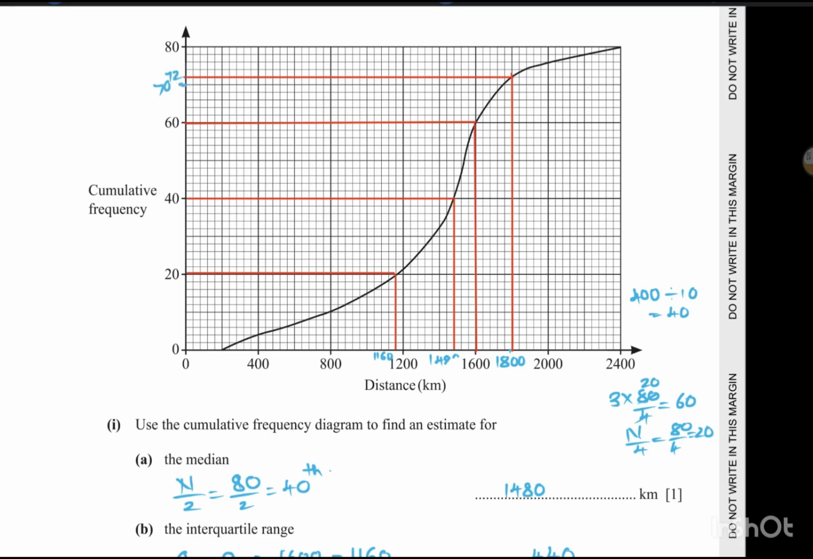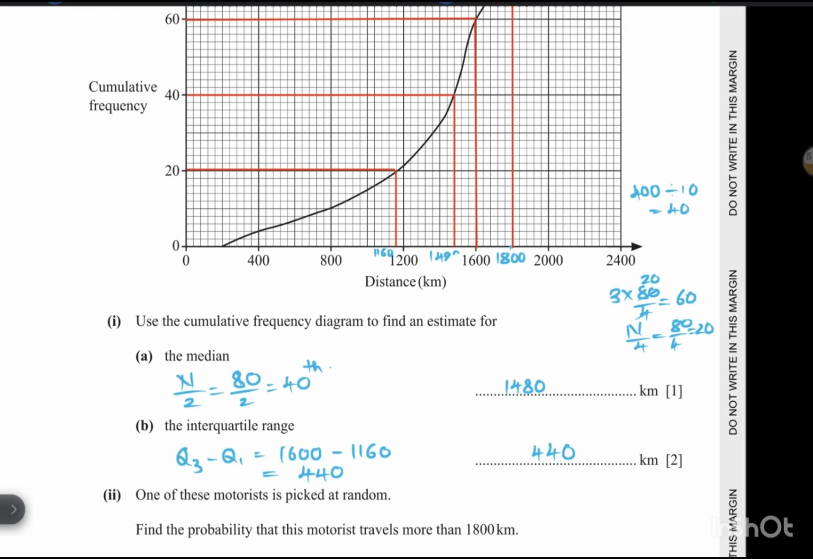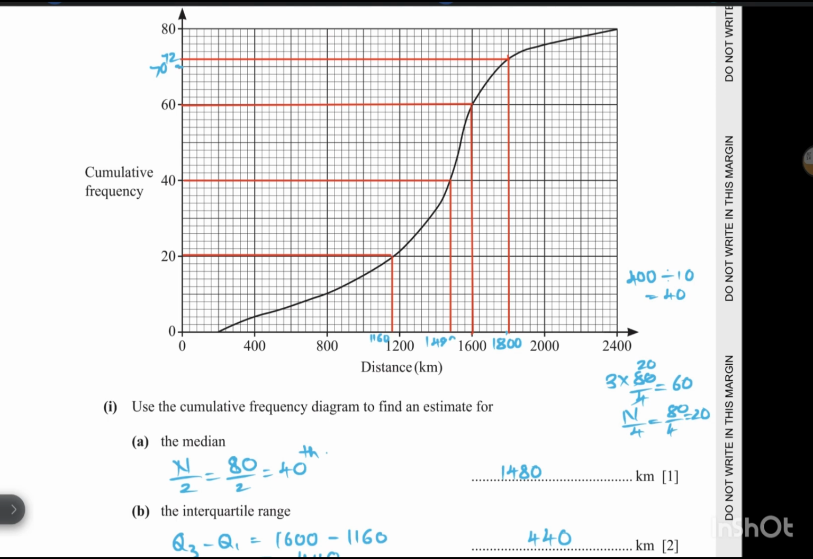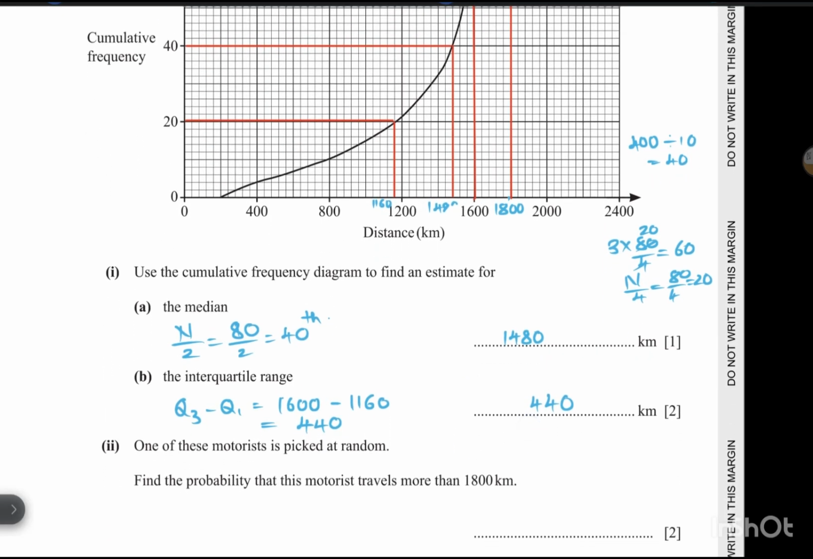So the question asks here, find the probability that this motorist travels more than 1800 kilometers. The probability will be 80, sorry, 72 to 80 are 8 people. 80 minus 72 is 8. So 8 people, and out of 80, n is 80. So the probability will be 8 by 80.